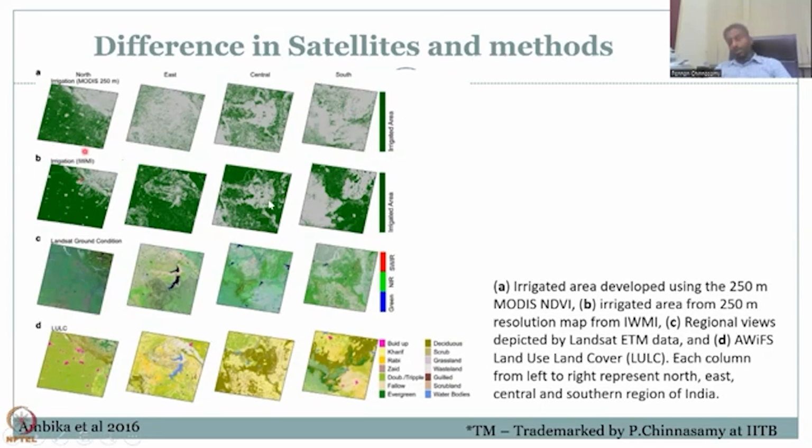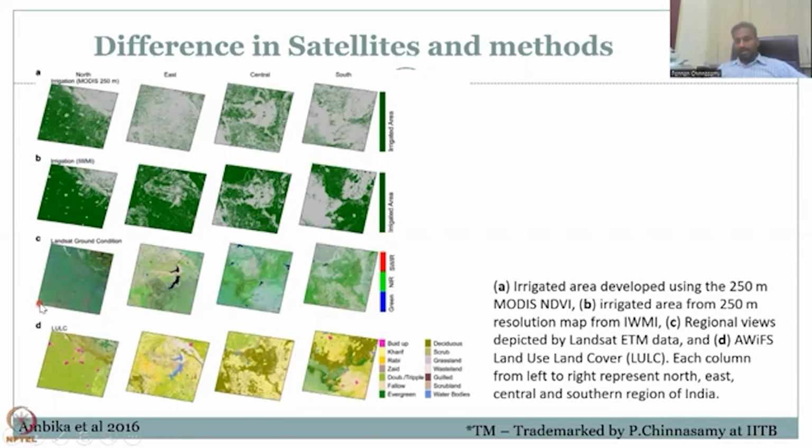This was the NGO where I also worked for 3 years when I was in Nepal. And you could see that there is a considerable difference between the models. It's the same year, same location, east, central, and south. But the green color which says irrigated is different between the methods. Then the Landsat ground condition is different.